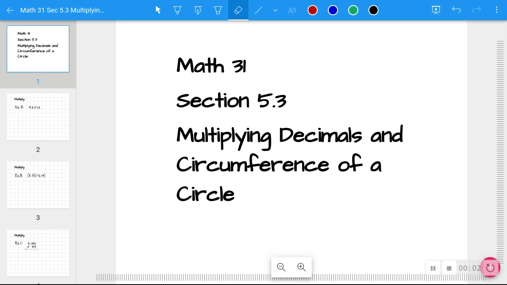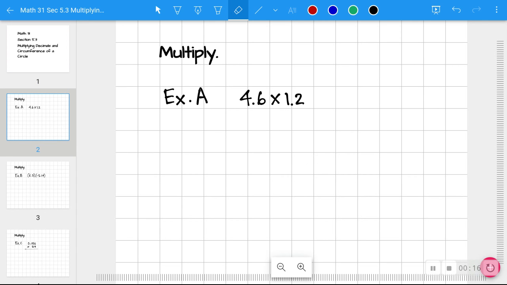This is Math 31. We're going to look at section 5.3 this time. And the subject is multiplying decimals. One of the applications is the circumference, or the distance around a circle. Okay, multiplying decimals is actually rather easy.